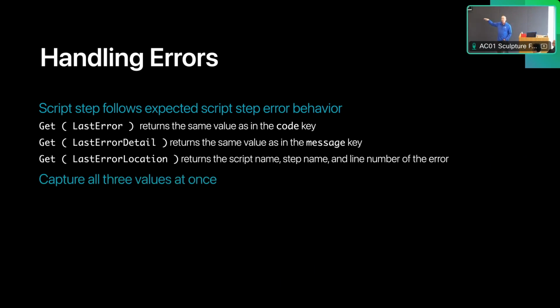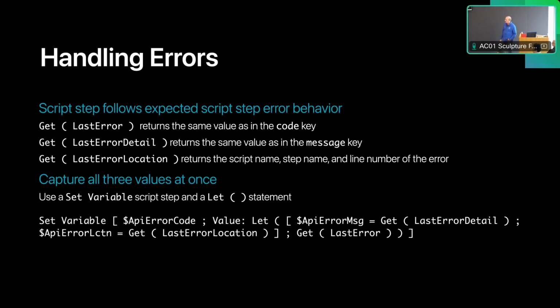Now, if you want to capture all three values, depending on how you do your error trapping, you're going to want to make sure you capture them all at once, of course, because as soon as you get your first set variable to get the error, the next script step is going to say, well, there was no error because your previous set variable was successful. And so that's where you want to use a set variable script step and rely on the behavior of the let statement that allows you to declare $, or even double $, variables. And so your calculation looks something like this, where you're setting the error code, but you're using the let statement to get the message and the location as well.